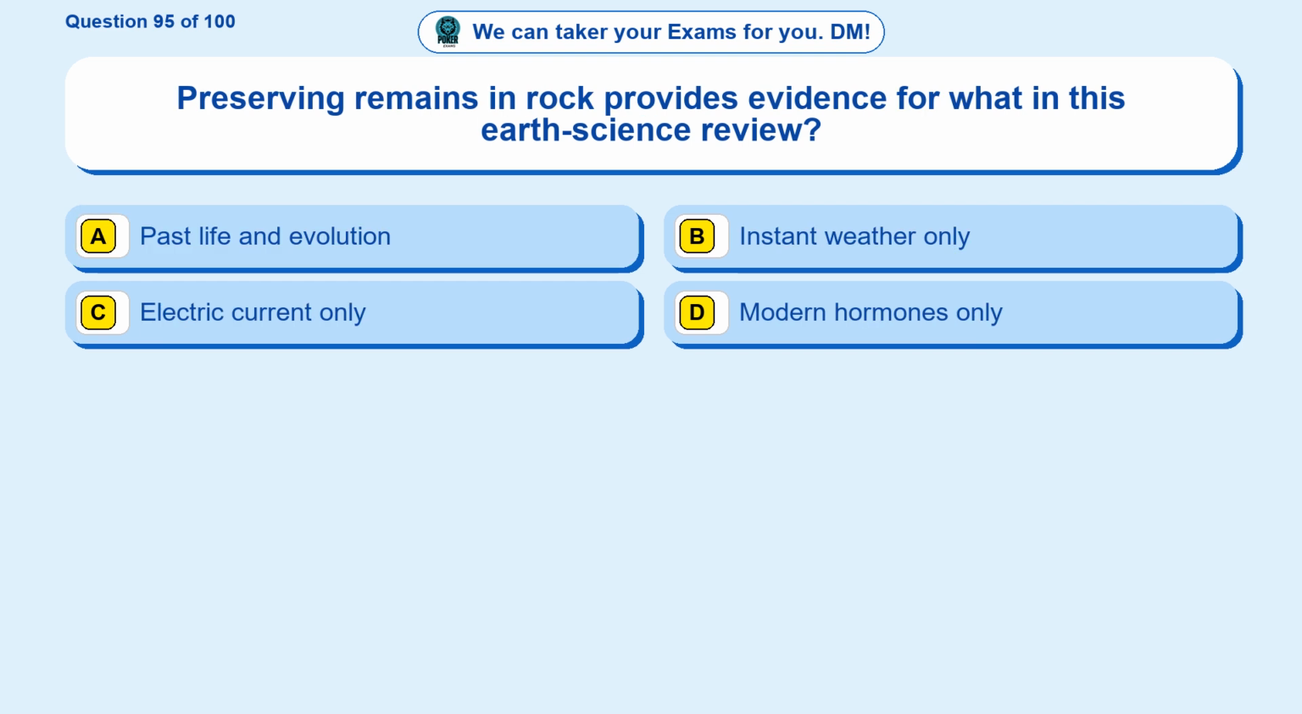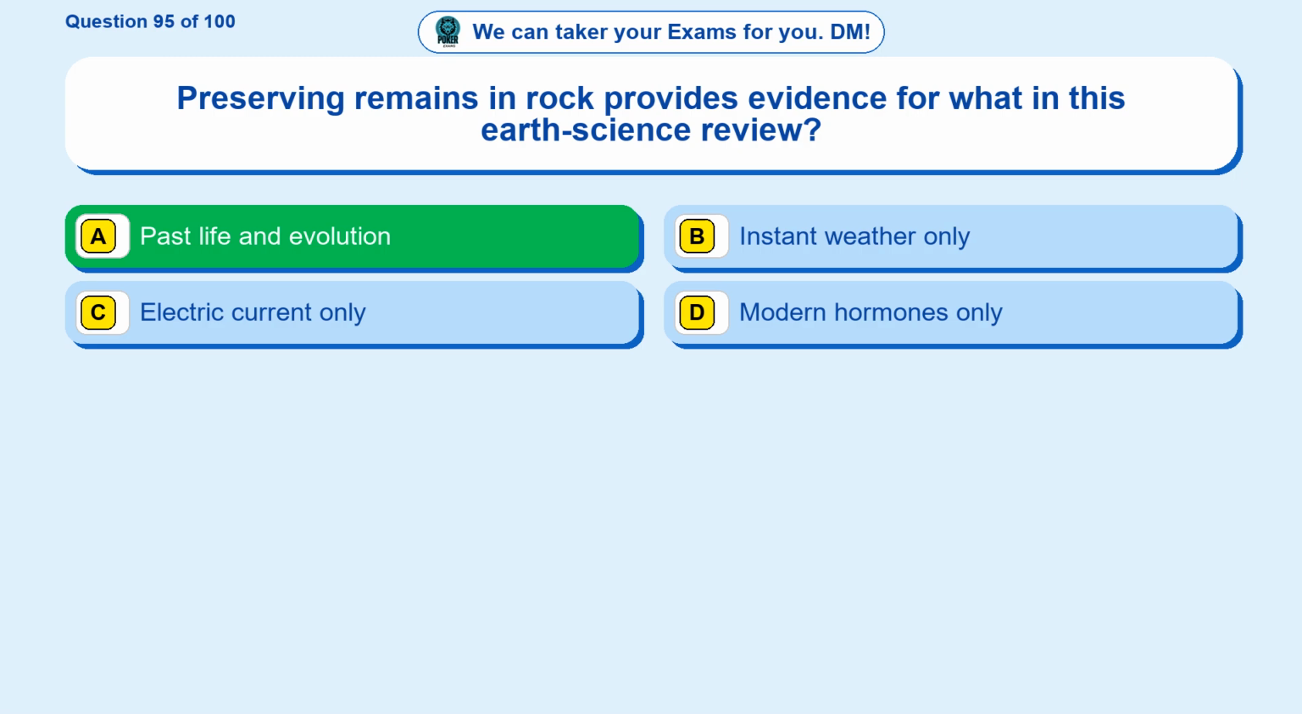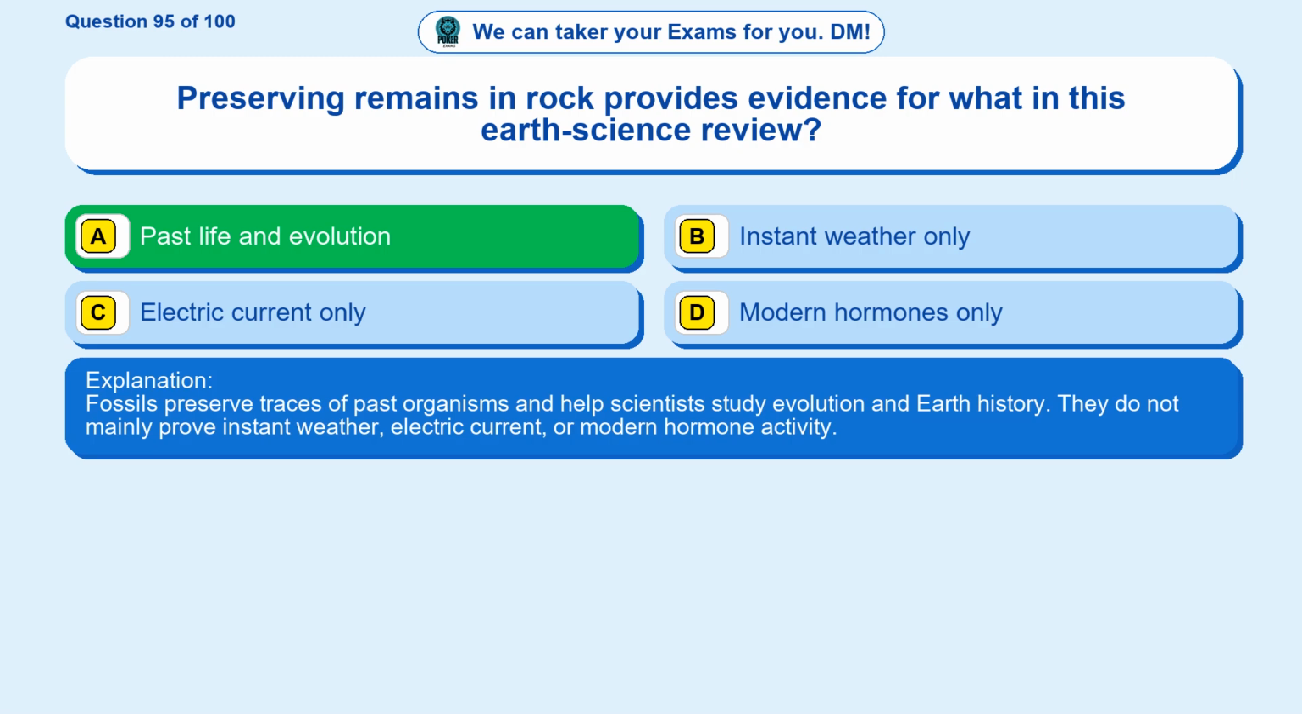Question 95. Preserving remains in rock provides evidence for what in this Earth Science Review? Option A, past life and evolution. Option B, instant weather only. Option C, electric current only. Option D, modern hormones only. The correct answer is option A. Past life and evolution. Fossils preserve traces of past organisms and help scientists study evolution and Earth history. They do not mainly prove instant weather, electric current, or modern hormone activity.